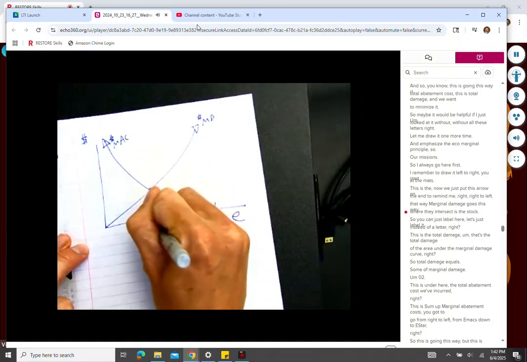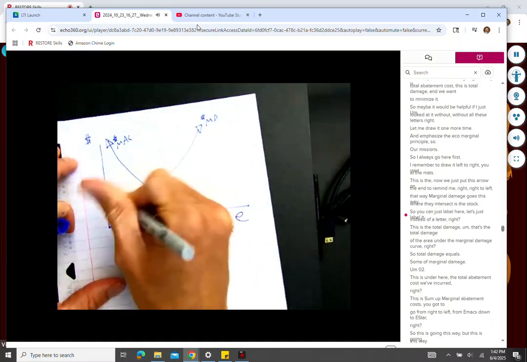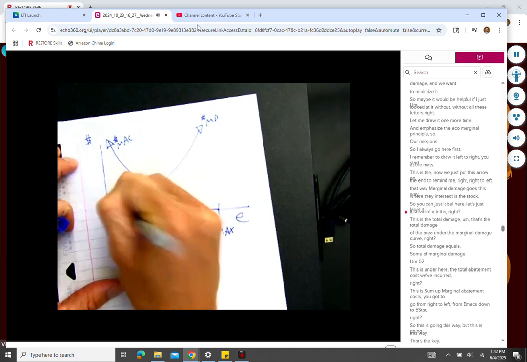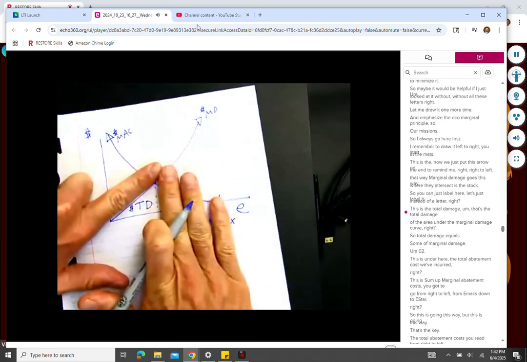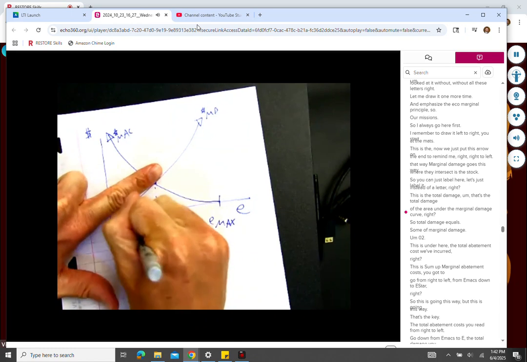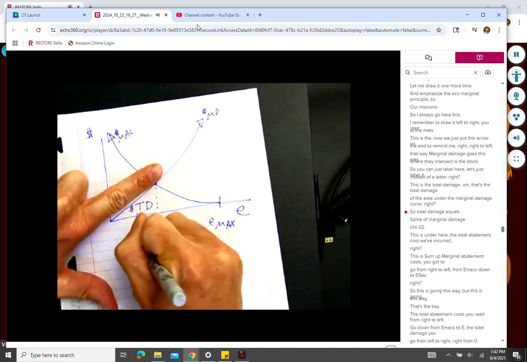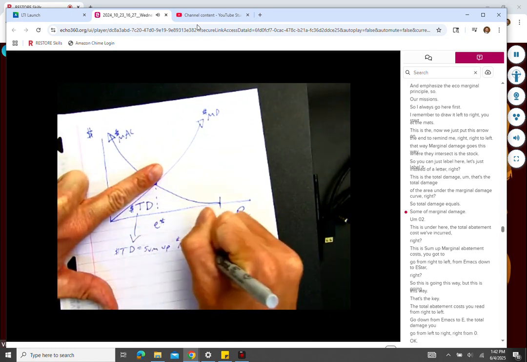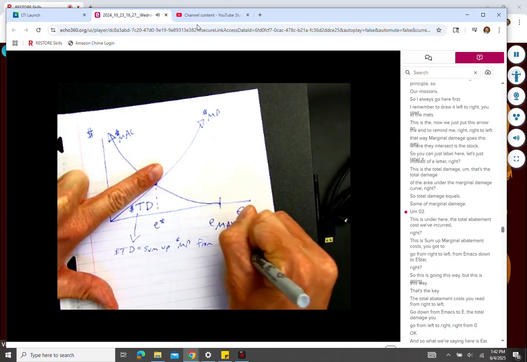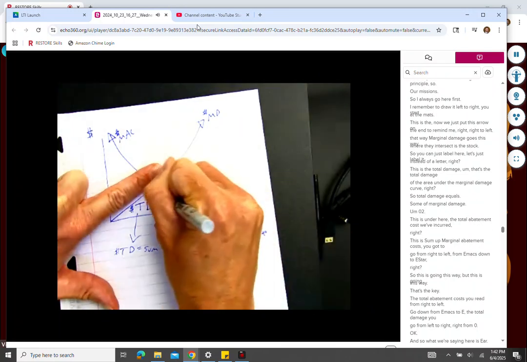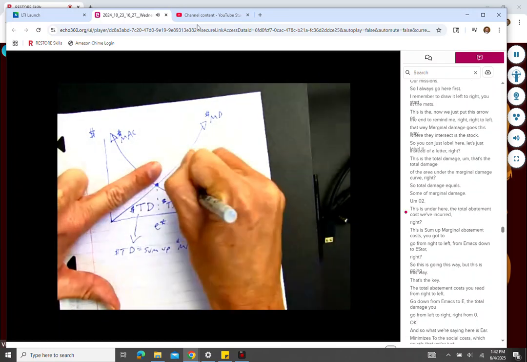Where they intersect is the star. So you just label it here instead of a letter. This is the total damage, the area under the marginal damage curve. So total damage equals the sum of marginal damage from E0 to E star. And under here is the total abatement cost we've incurred.